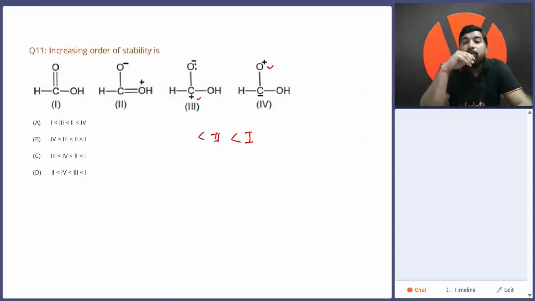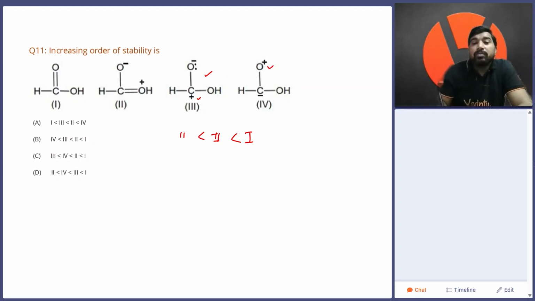Now we need to discuss which one of the third and fourth is more stable. Out of third and fourth, if there is a charge separation in a resonating structure, the negative charge is more stable on the atom having more electronegativity. So out of carbon and oxygen, which one has more electronegativity? Oxygen. Hence the negative charge will be more stable at oxygen.